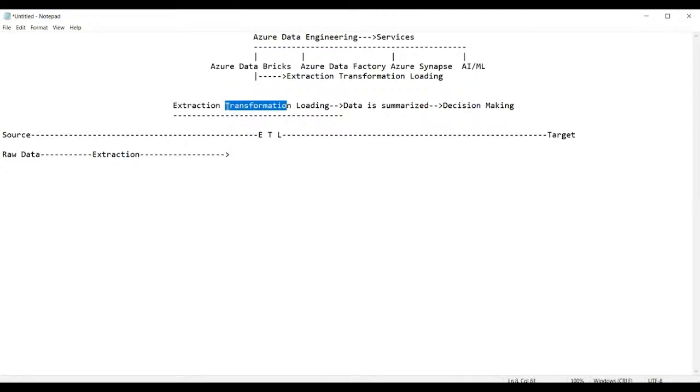Transformation is the actual process where the data is converted into the format required by the customer. Once the transformation is done on the data, it is finally prepared and loaded. Where is it loaded? It is loaded into the target, which is called the destination.